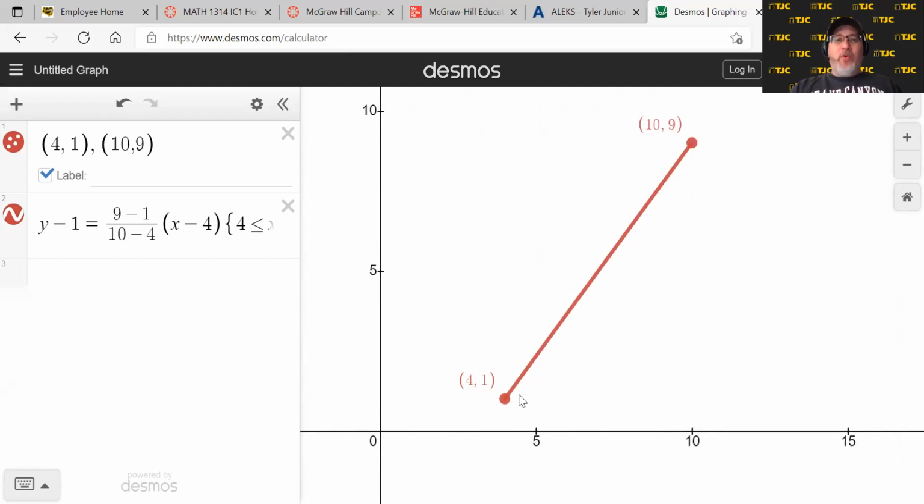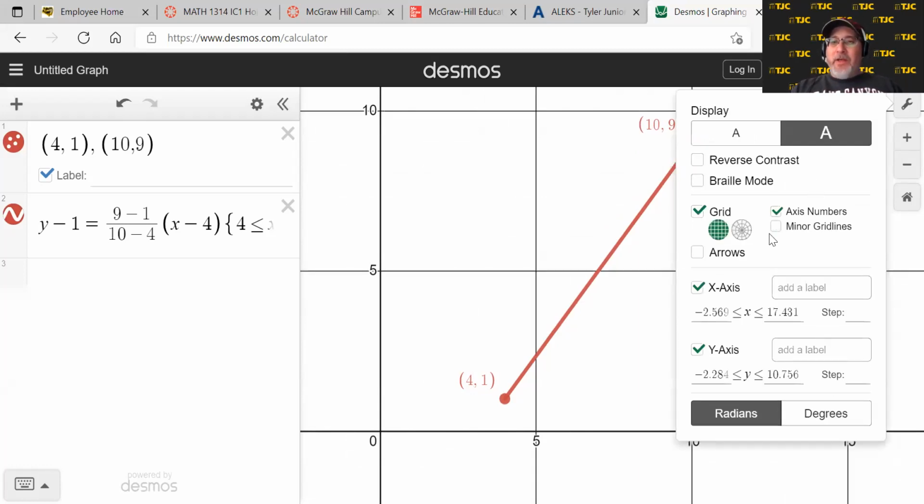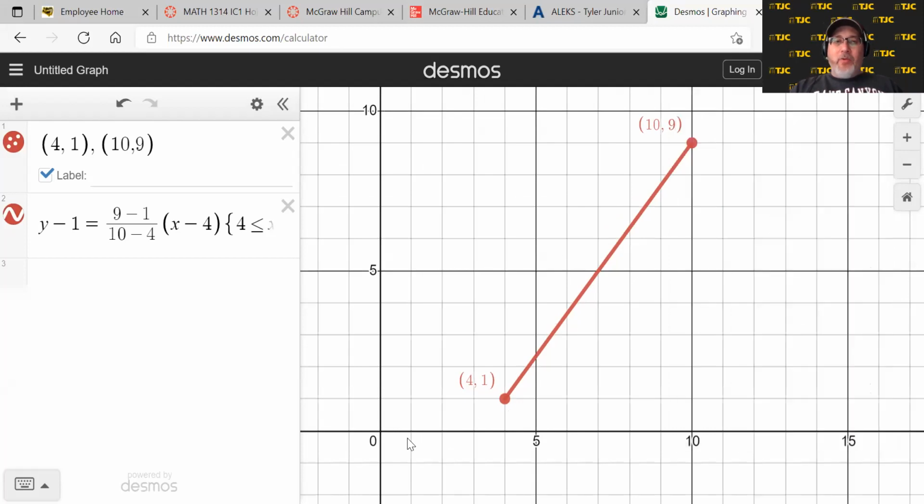So I've got the point (4, 1) over 4 and up 1 here, and then the other point over 10 up 9 up here. And the question is, how long is this? Now, when I say how long is it, I mean, how long is it using the scale that was defined by the X and the Y axis? So if I were to turn the grid back on and put the minor grid lines here, then we're assuming that each of these represents a distance of 1, and we want to know how many of those units it is if we travel along this line segment here.